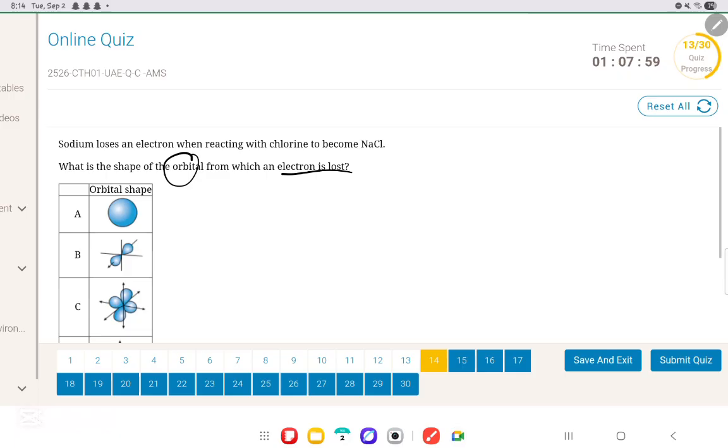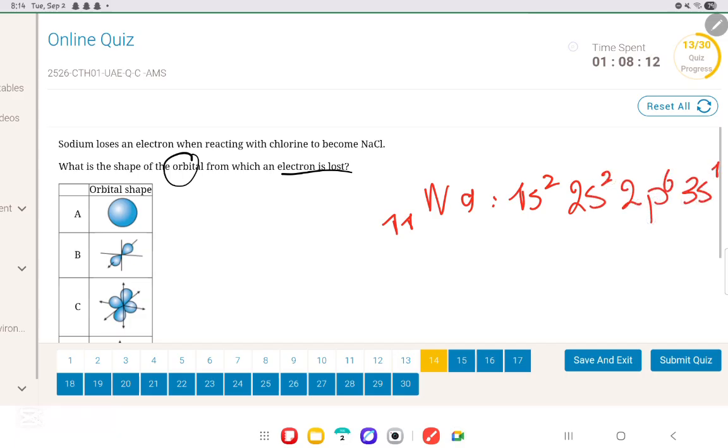Sodium is Na, atomic number 11, right? So it is 1s2, 2s2, 2p6, and then what? 3s1. But they said what? They said that an electron is lost. So you will go to the last one and you will remove one electron. So this goes entirely. But from which orbital did we remove the electron? We removed it from orbital S.